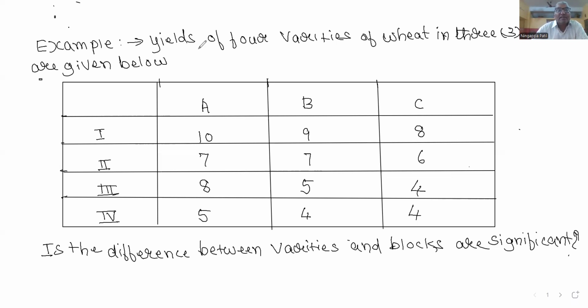Now, see here, the yields of the four varieties of wheat in 4 blocks are given below. Blocks means they are the plots, and the wheat is shown in them. A, B, C are 3 varieties of wheat, and their results are given here: A: 10, 7, 8, 5; B: 9, 7, 5, 4; and C: 8, 6, 4, 4. Is the difference between the varieties and the blocks significant?